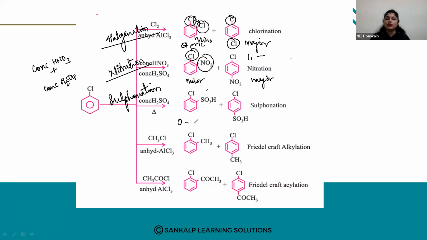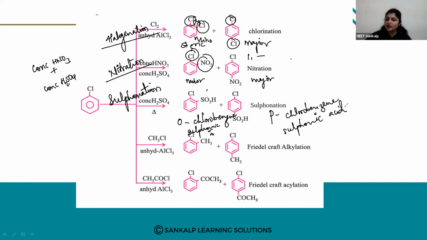This is ortho-chlorobenzene sulfonic acid, and this is para-chlorobenzene sulfonic acid. Okay, so these are the reactions. These are some of the electrophilic substitution reactions.